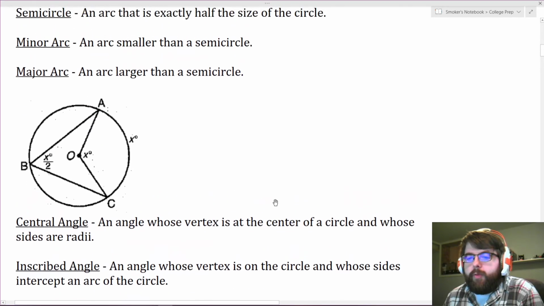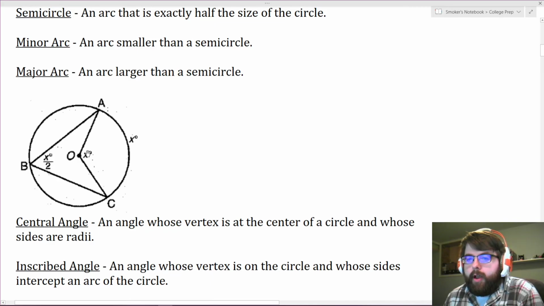Couple more definitions before we do some examples here. A central angle would be an angle inside the circle where the vertex of the angle is at the center of the circle. So this angle right here, AOC, would be a central angle.